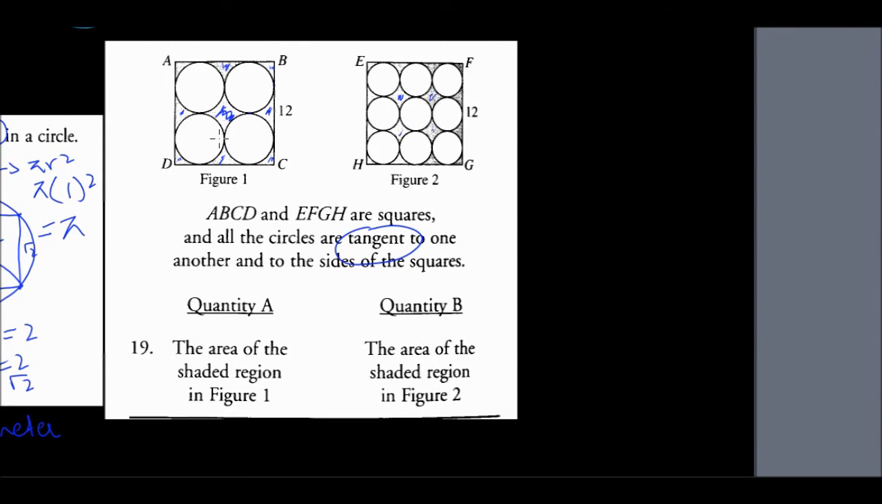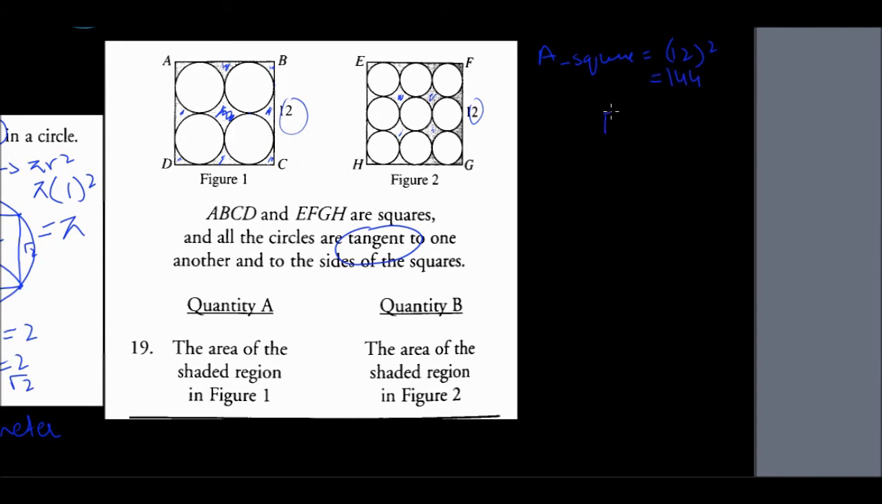Here you have four big circles, and here you have 9 circles inside the square. The squares have the same side length in both cases, 12. You need to find the area of the shaded region. The area of the square is easy to calculate. It's just 12 squared, which is 144.